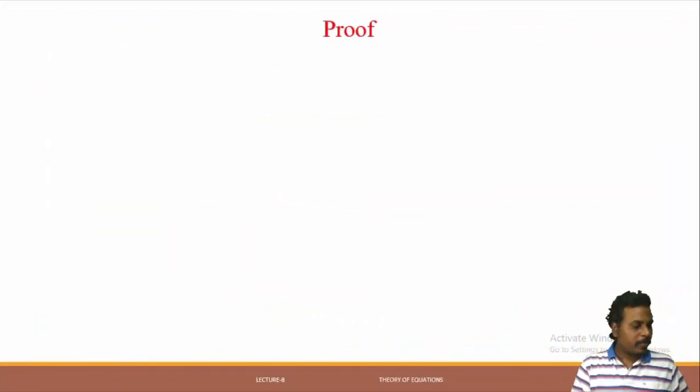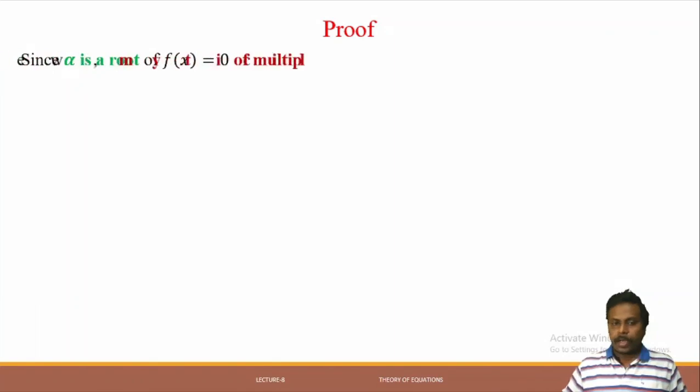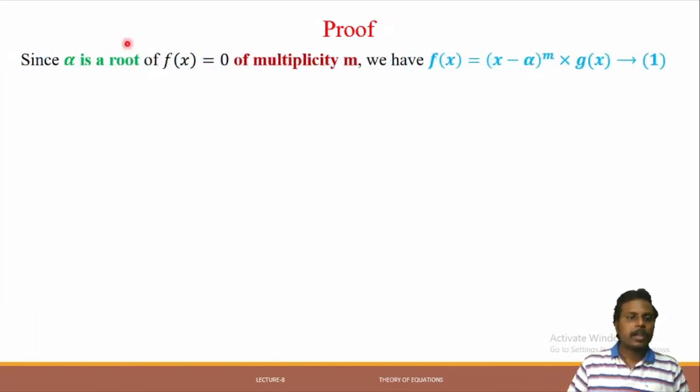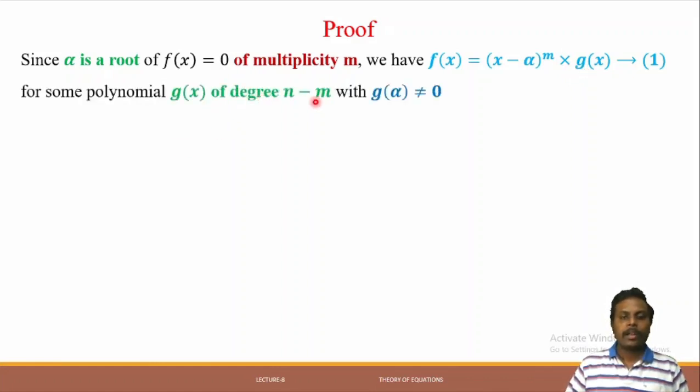Okay, here is the proof. Since alpha is a root of f of x is equal to 0 with the multiplicity m, we have seen if alpha is a root of f of x is equal to 0 with the multiplicity m, then f of x can be written as f of x is equal to x minus alpha whole to the power m into g of x, where g of x is a polynomial of degree n minus m with g of alpha not equal to 0. Okay. So from the hypothesis we have written this.